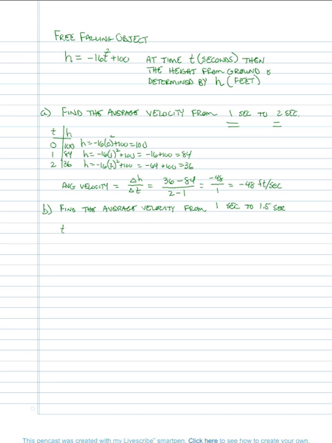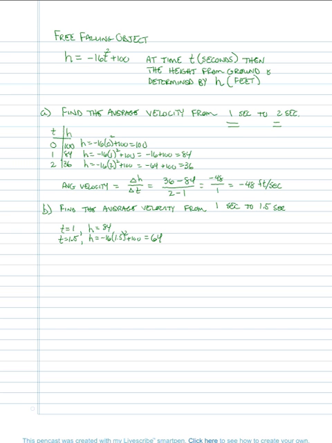See, for t being equal to 1 second, we've already calculated the height to be 84. When t is 1.5 seconds, we know that we're going to need the height for that. And so we just put it in the formula. H is equal to negative 16 times 1.5, in this case squared, plus 100. And when we do that calculation, we end up getting a 64.